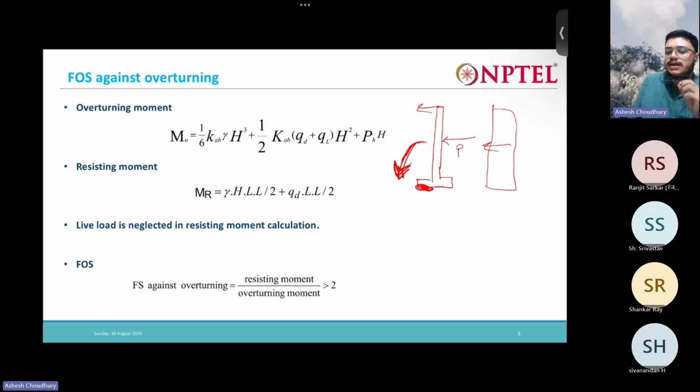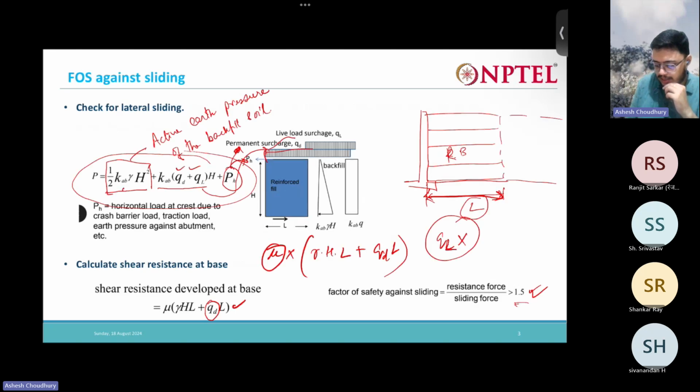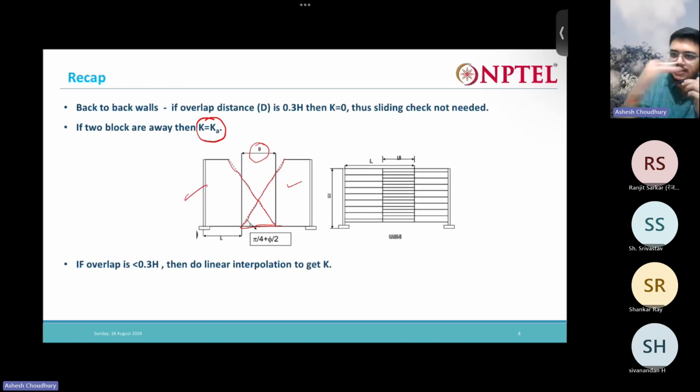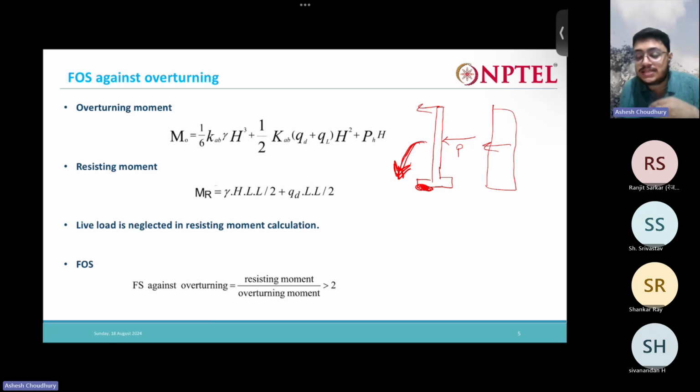And what are the resisting forces? Can you tell me what the resisting forces acting are? These are the disturbing forces, right? These are contributing to the disturbing force, the lateral earth pressure and all those. Now, what are the resisting forces that are acting?